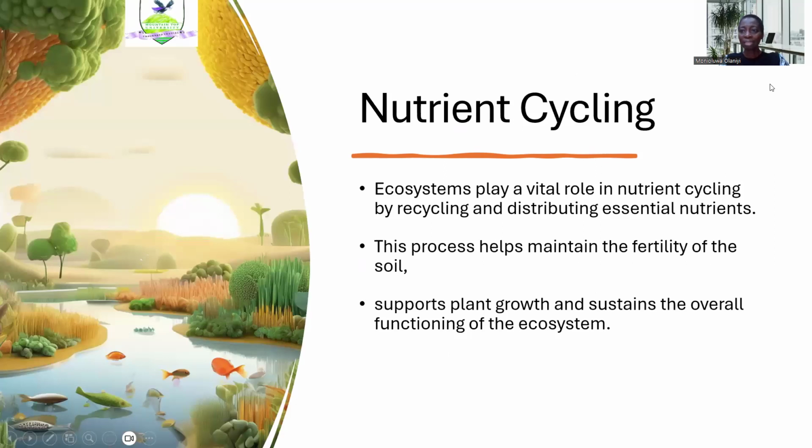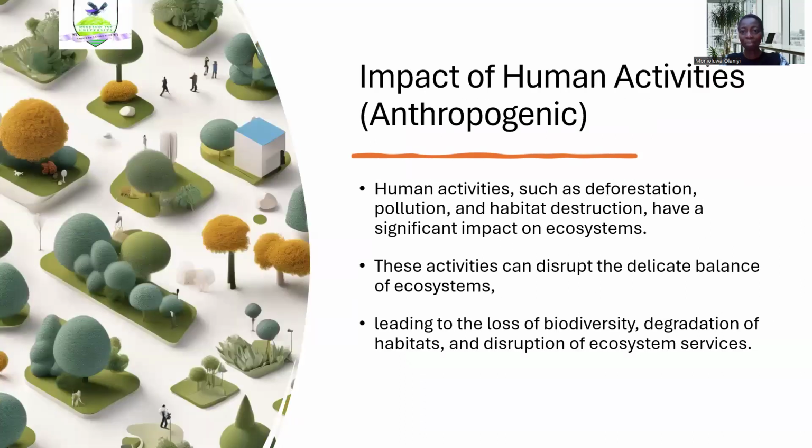And the ecosystems play a vital role in nutrient cycling by recycling and distributing essential nutrients. And the process helps to maintain the fertility of the soil, which supports plant growth and also sustains the overall function of the ecosystem.